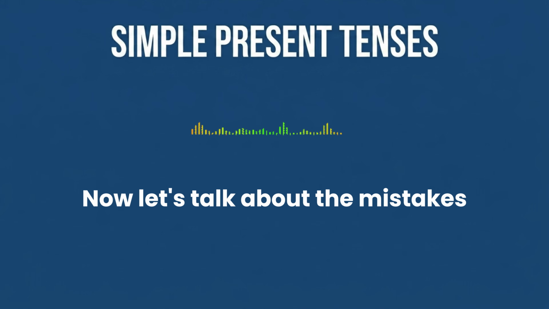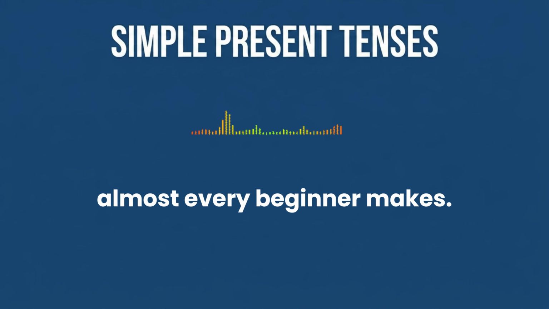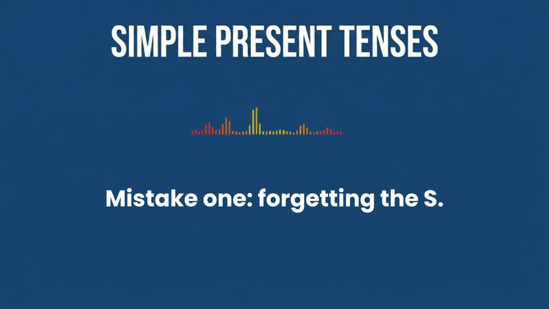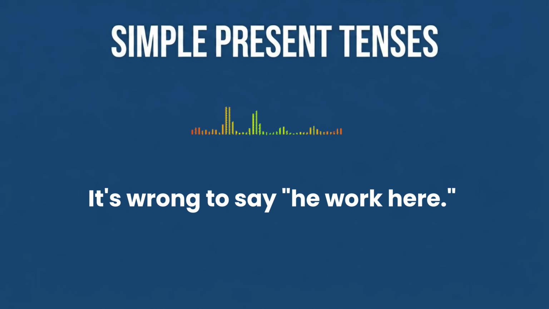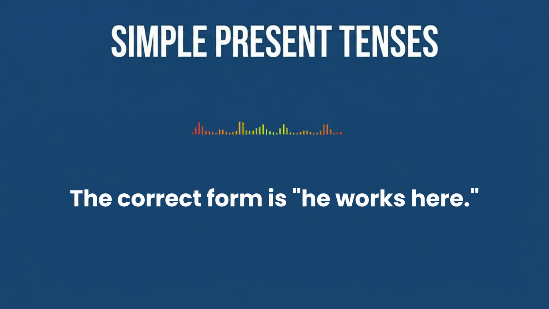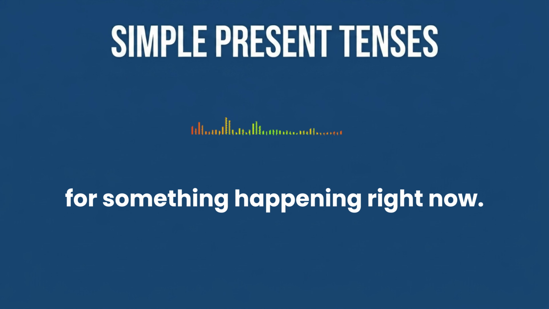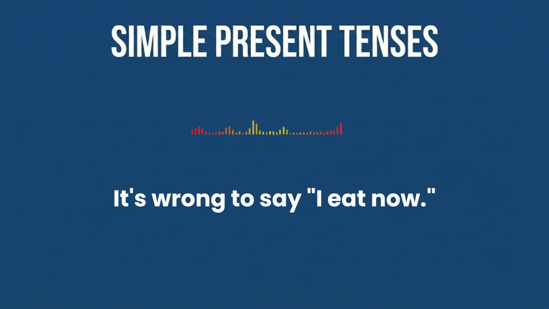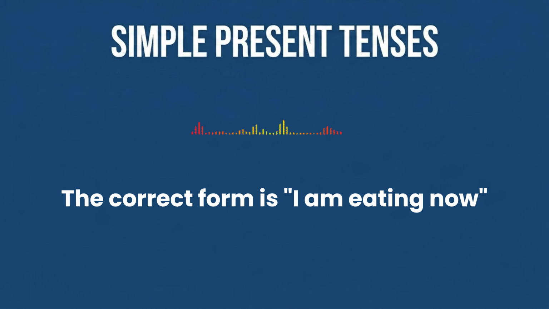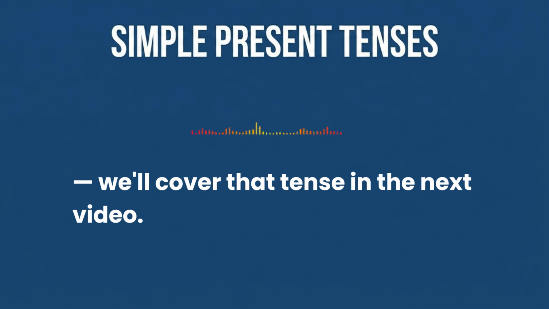Now let's talk about the mistakes almost every beginner makes. Mistake 1. Forgetting the S. It's wrong to say, he work here. The correct form is he works here. Mistake 2. Using the simple present for something happening right now. It's wrong to say, I eat now. The correct form is I am eating now. We'll cover that tense in the next video.